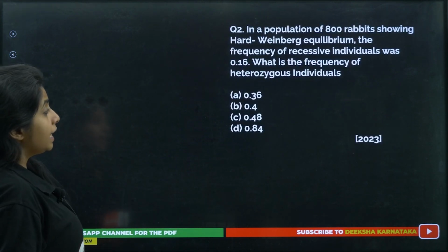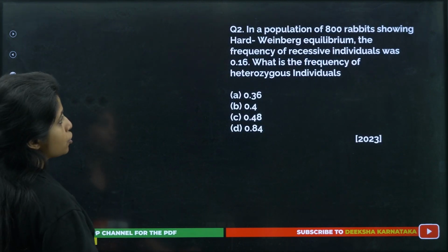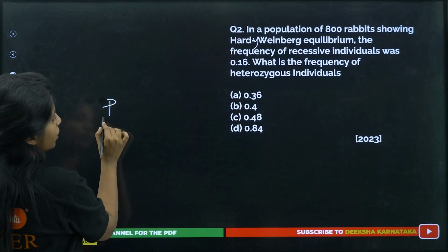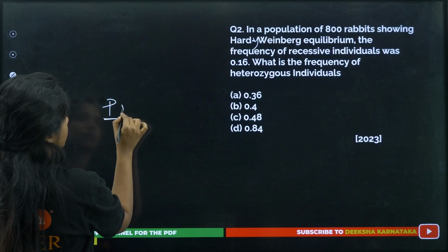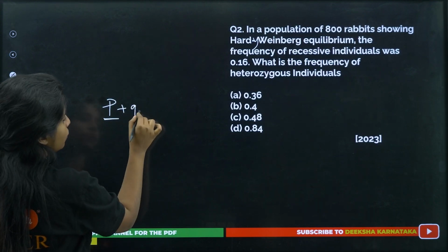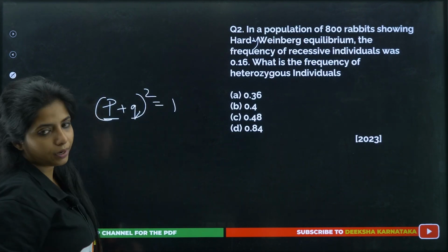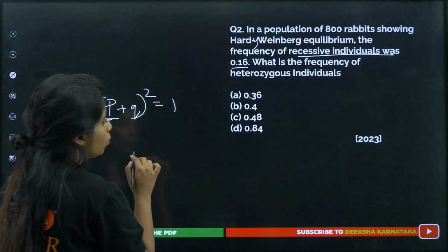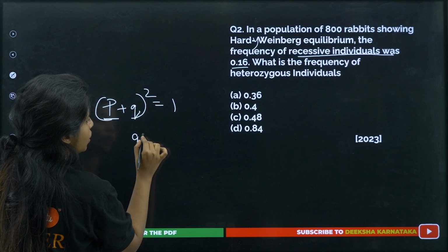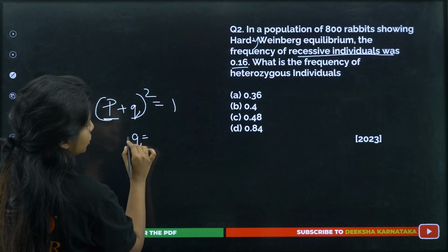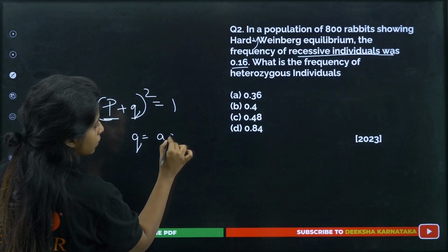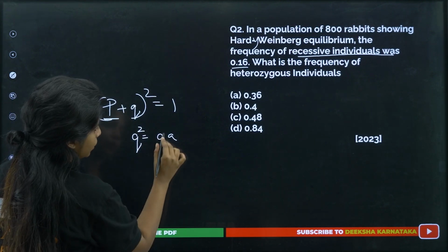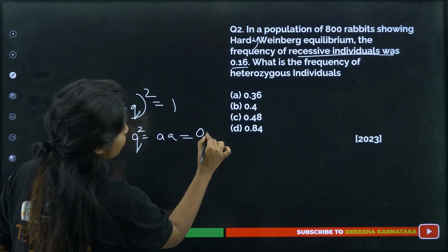Next. In a population of 800 rabbits showing Hardy-Weinberg equilibrium, according to Hardy-Weinberg equilibrium, the frequency of dominant individuals plus the frequency of recessive individuals equals 1. Here, the frequency of recessive individuals was 0.16. Recessive individuals means a condition where there are two alleles which are recessive. So here q square is equal to 0.16.